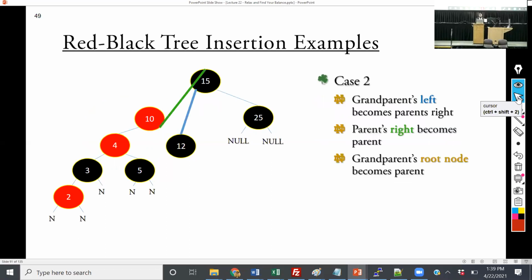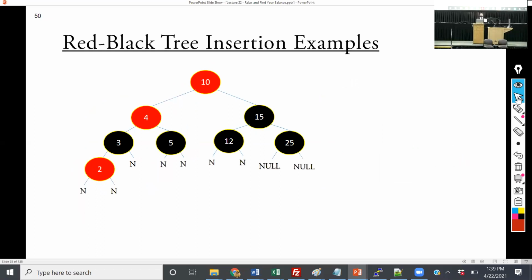We had case 2. We identified the pointers. And now we're going to rotate. And we now see that we have this tree. What was the very last step of case 2 after we performed the rotation? Does anybody remember? Yes, in the back. Yes, for case 2, we have to recolor.